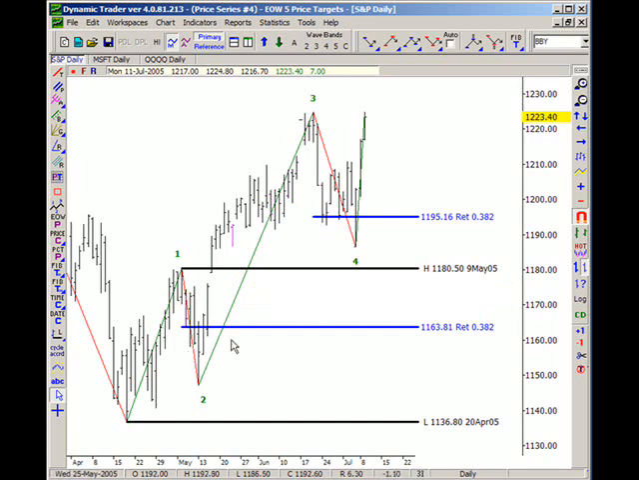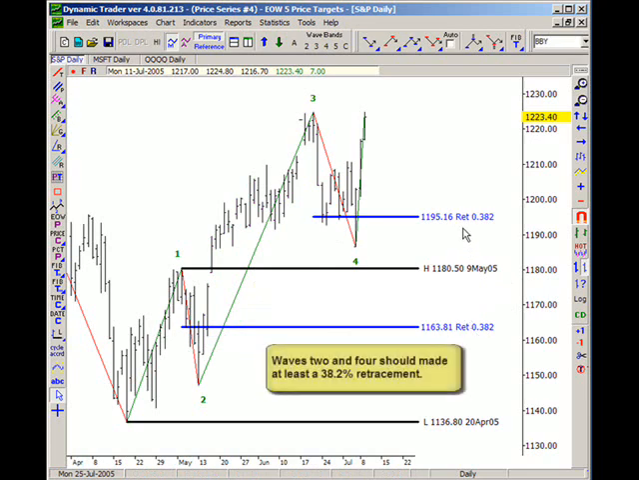Now, what about any conditions for the waves 2 or 4, so we can call them a 1, 2, 3, and 4? Well, they should make retracements of at least 38%. And you can see I've shown the 38% retracement of wave 1. So what we've labeled as wave 2 has declined below the 38% retracement, and what we've labeled the wave 4 has declined below the 38% retracement.